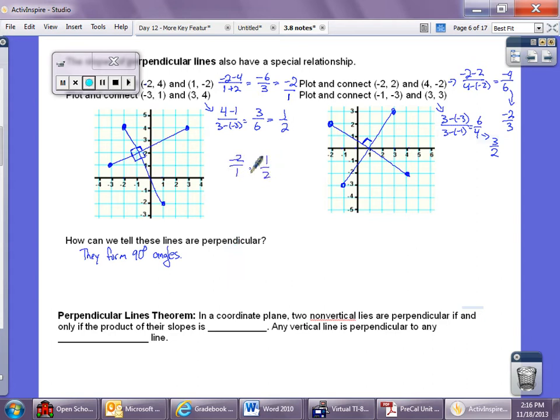Now we can compare these two values. Here, these are the slopes, and these slopes are negative 2 over 3 and 3 over 2. If we want to compare them, in a coordinate plane, two non-vertical lines are perpendicular if and only if the product of their slopes is negative 1. So that means if you multiply this by negative 1, the slope's negative 1.